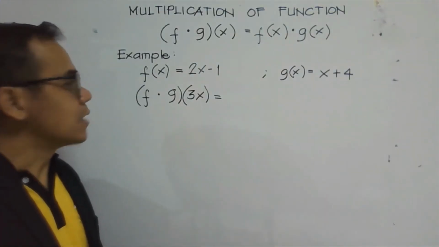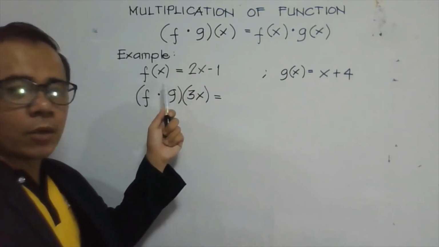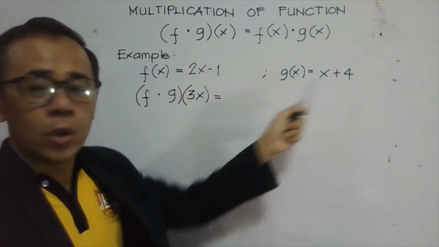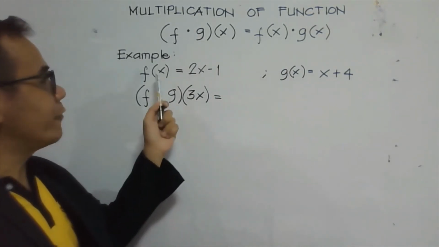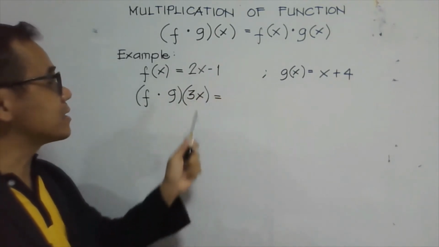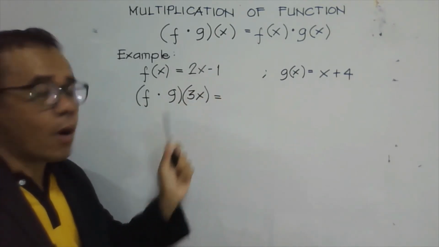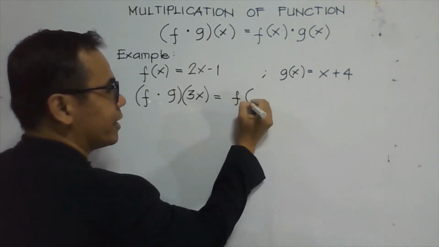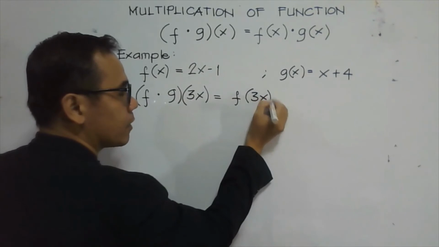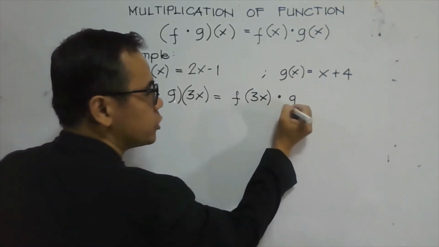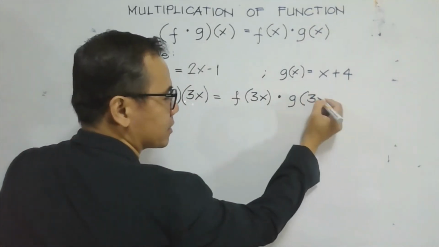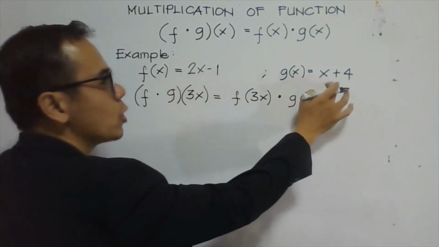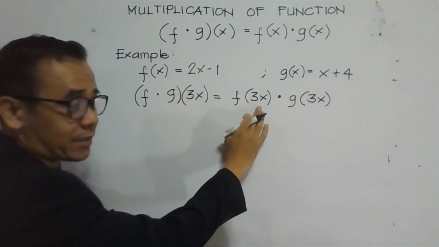We have another example here. Our f of x is equal to 2x minus 1 and our g of x is equal to x plus 4. We are asked now to find the product of these two functions if x is equal to 3x. So how are we going to solve for it? We have now f of 3x multiplied by g of 3x. It means that we're going to replace all the variable x of these two functions with the value of 3x.